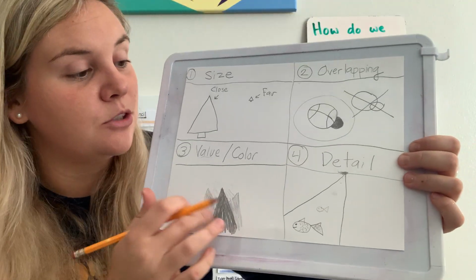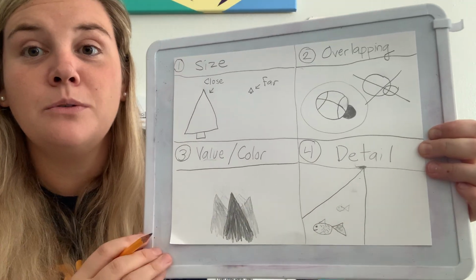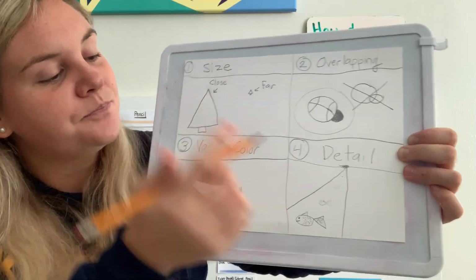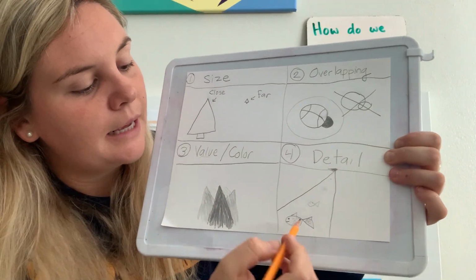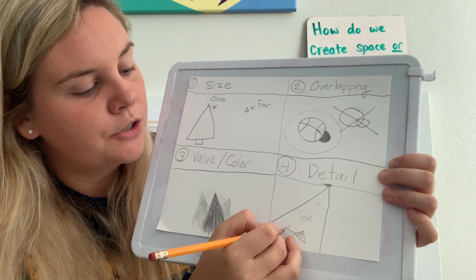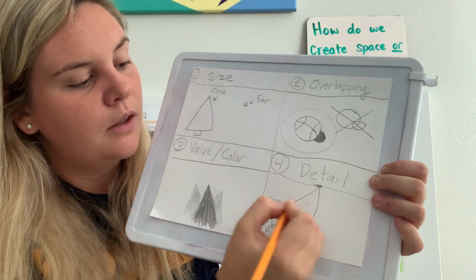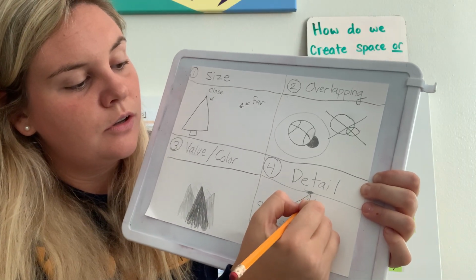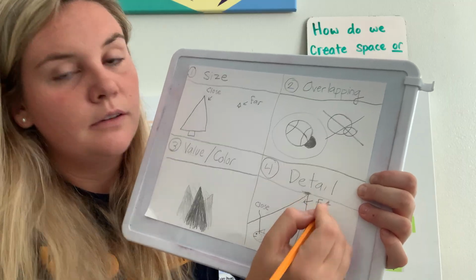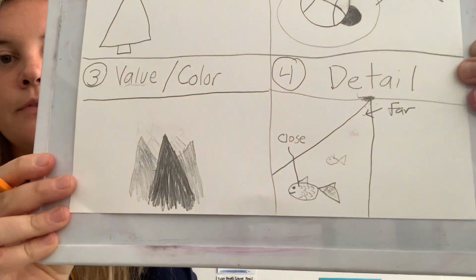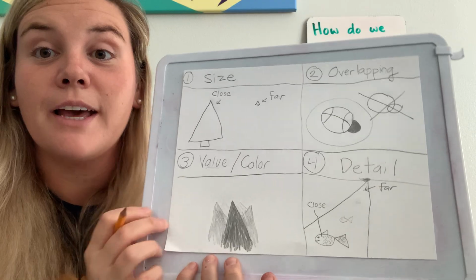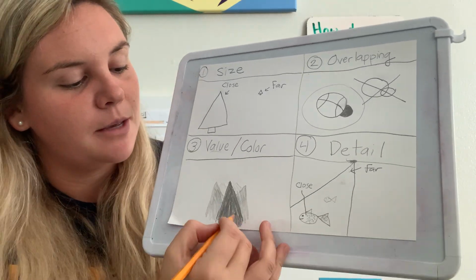Now, Miss Armstrong forgot to do something in here. In here, what did I forget to do? I forgot to label. So I am going to label this fish close and this fish far. Now, if you need to press pause and do that, go ahead. If not, Miss Armstrong's going to come back to her label here.